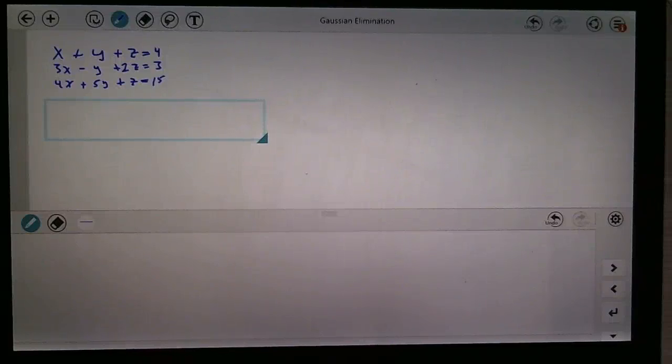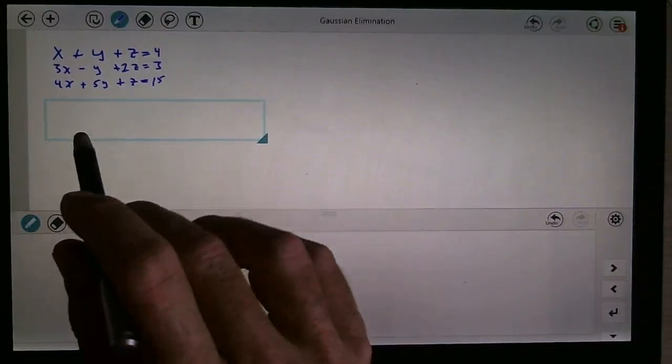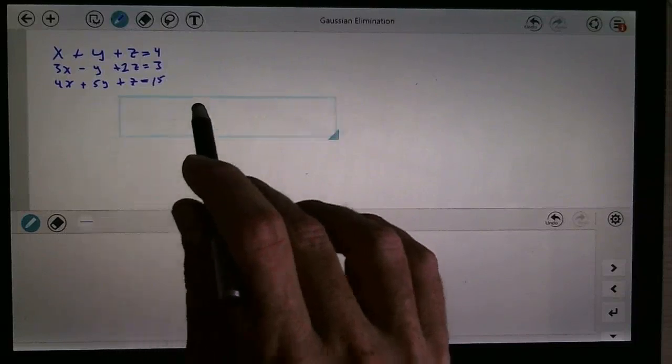All right, I want to show you an example here of Gaussian elimination to solve a system of equations. We'll also do Gauss-Jordan at the end.